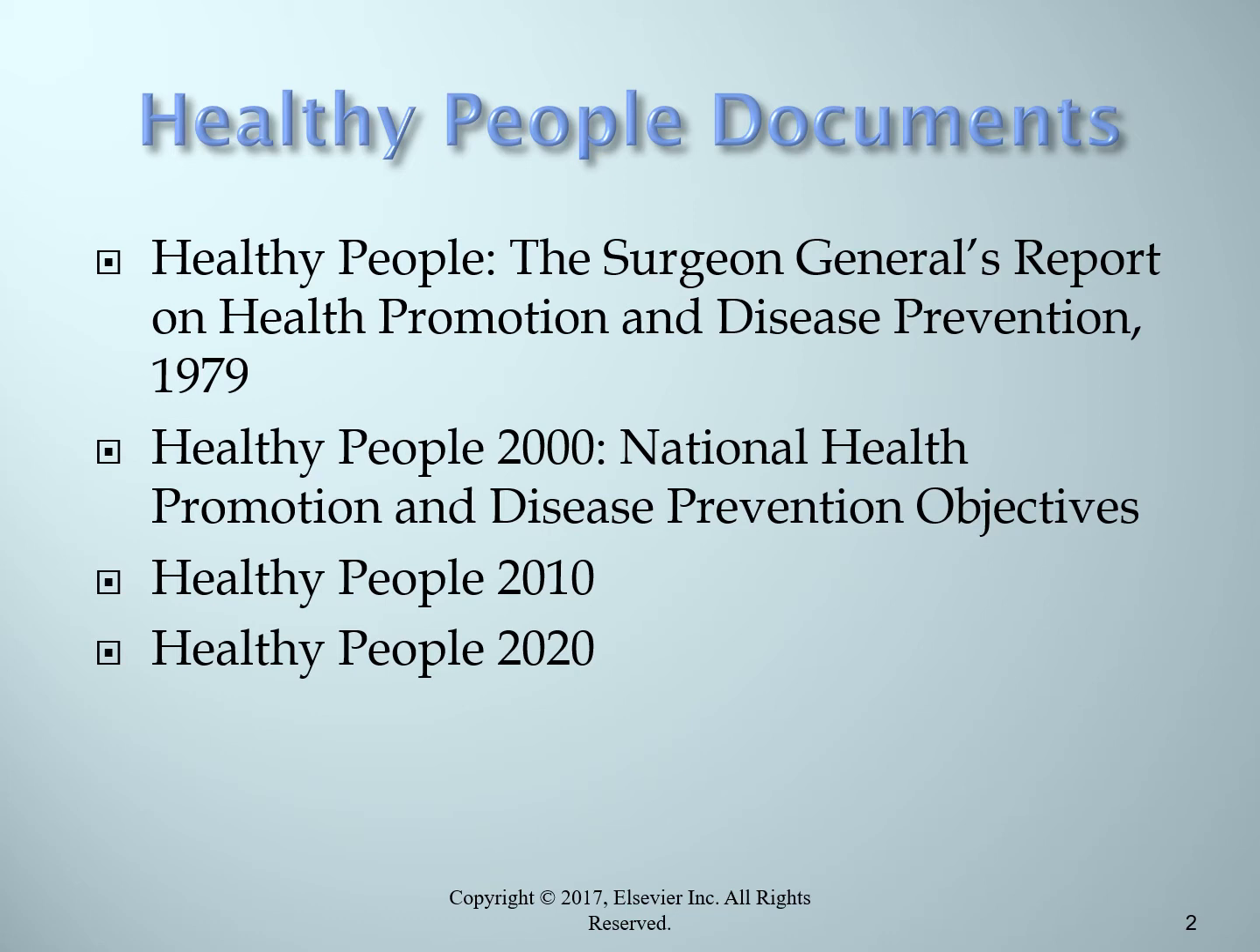The initiative began in 1979 when Surgeon General Julius Richmond issued a landmark report entitled Healthy People, the Surgeon General's Report on Health Promotion and Disease Prevention. This report focused on reducing preventable death and injury.